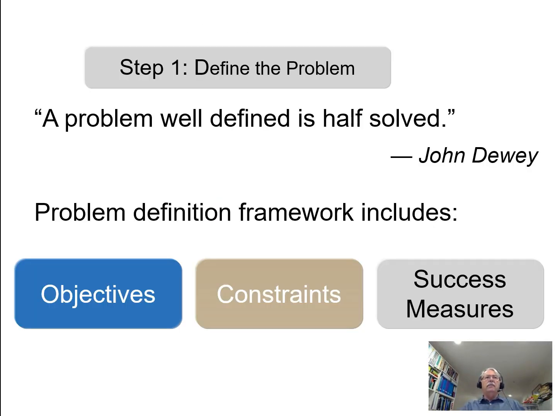In terms of defining the problem, if we can define it, John Dewey said, "A problem well defined is half solved." And there are 3 major aspects to problem definition. First of all, identifying what the objectives are. Secondly, looking at the constraints. And then thirdly, identifying how we're actually going to measure success.